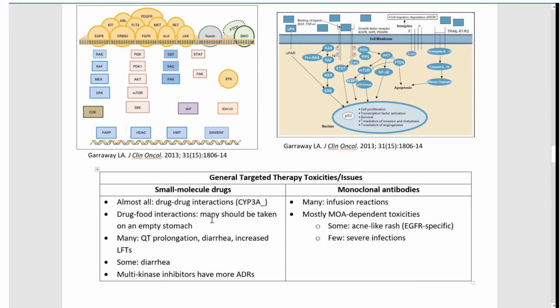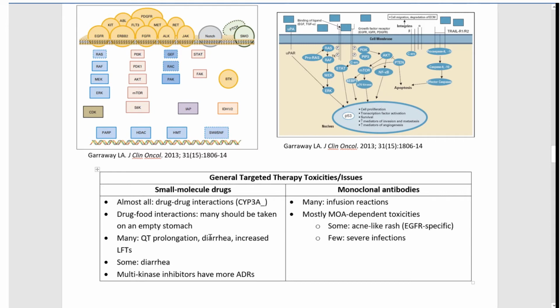Lots of them have drug-food interactions, and a lot of them should be taken on an empty stomach. Not all of them, but a lot of them should be taken on an empty stomach. And so we have to be careful about drug-food interactions and making sure that we're recommending the correct administration with the product. A lot of these will cause QT prolongation. Again, not all of them, but a lot of them will.